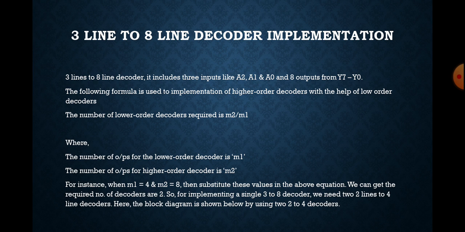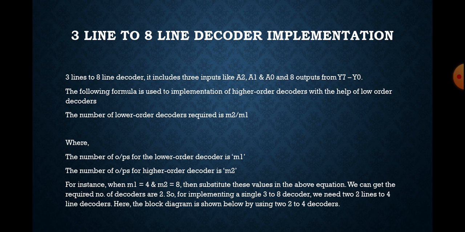It includes 3 inputs, and it produces 8 outputs. Here the inputs are A2, A1 and A0, and the outputs are from Y7 to Y0. We implement the 3 to 8 line decoder by using a formula. That is, the number of lower order decoders required is M2 divided by M1, where the number of outputs for the lower order decoder is M1 and for the higher order is M2. For instance, M1 is 4 and M2 is 8. Then substituting these values in the equation, we get the required number of decoders as 2, because 8 divided by 4 is 2.